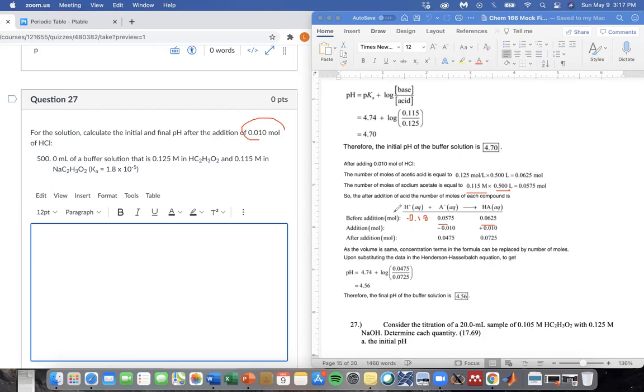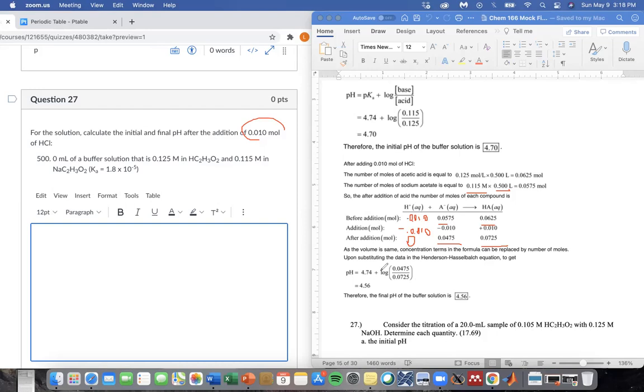Now, because we're adding in an acid here, it's going to react with the base in order to neutralize the solution. You want the base to be the one that's reacting with the acid here. In this equation you would do minus 0.010, because that's the limiting reactant, since the base has more at 0.0575. You would subtract 0.01, and you would get a zero concentration of H3O plus, 0.0475 moles of your conjugate base, and 0.0725 moles of your acid.